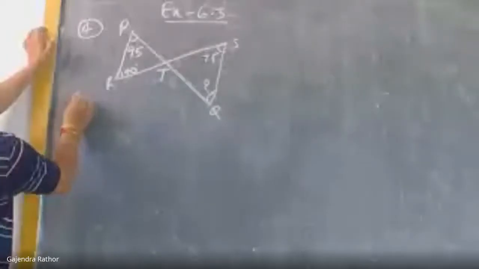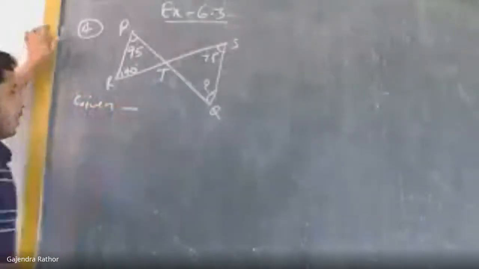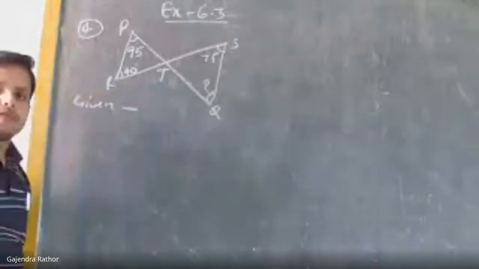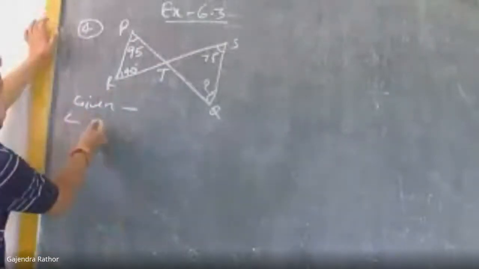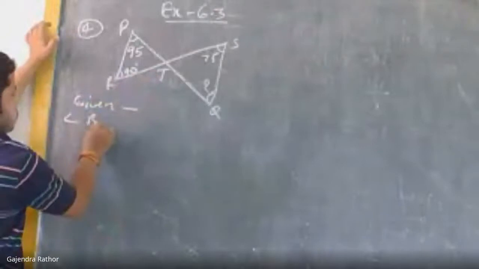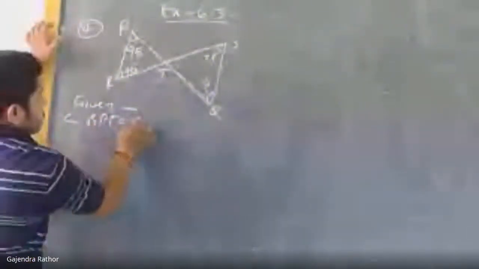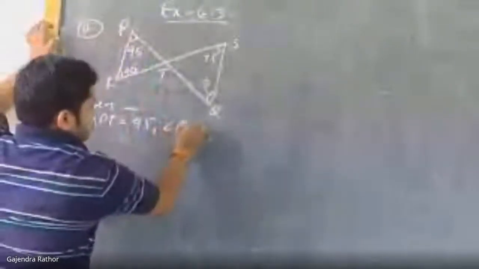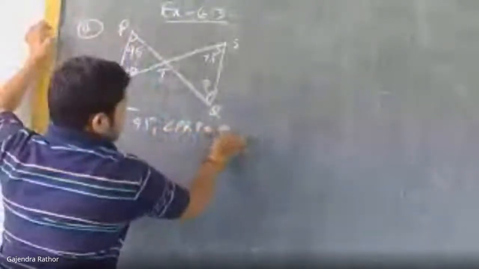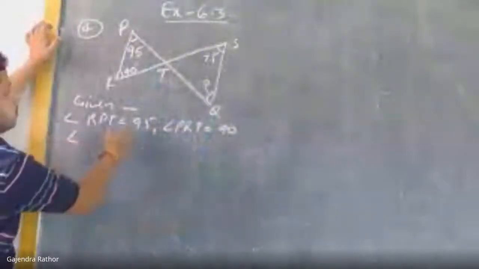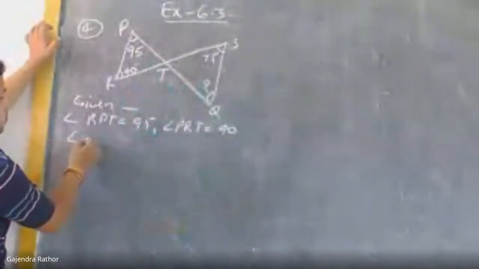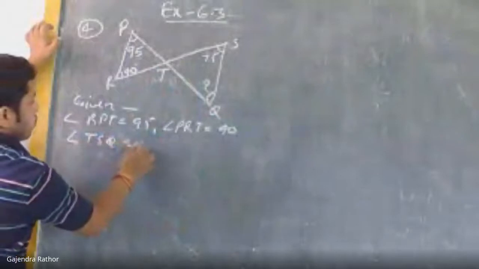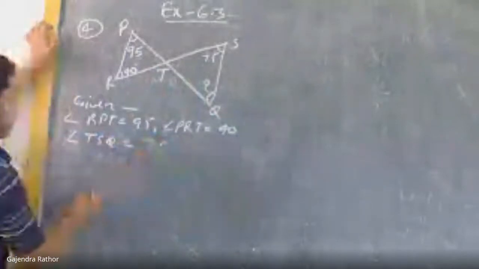First, given that, write all the values which are given according to the figure. Angle RPT is equal to 95, PRT is equal to 40, and TSQ is equal to 75. To find angle SQT.